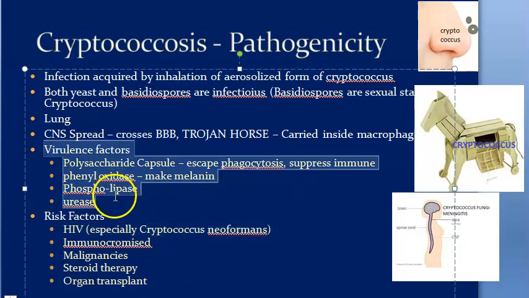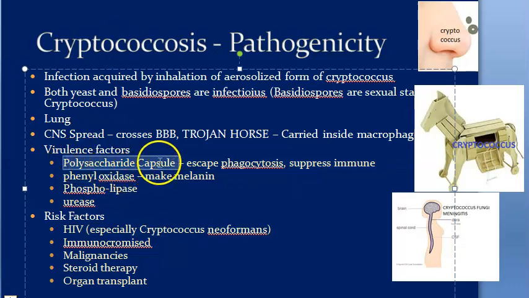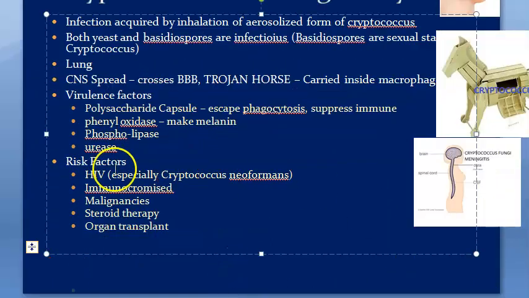Virulence factors of Cryptococcosis: polysaccharide capsule. It helps to escape phagocytosis and it also suppresses immunity. Then we have phenol oxidase, phospholipase and urease. Thank you so much. Okay guys, now we are moving on to the risk factors in pathogenicity.